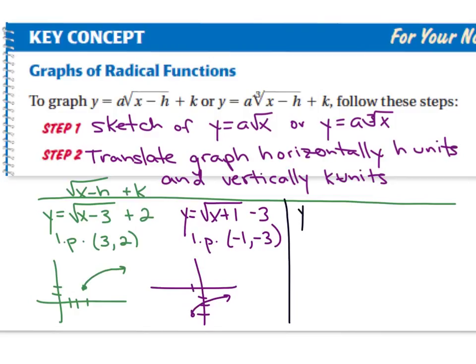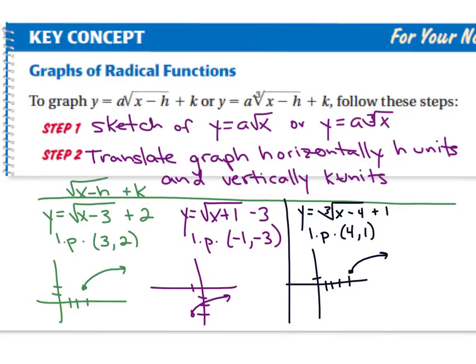So if you had y equals the cube root of x minus 4 plus 1, the locator point would be your h and your k again, which would be 4, 1. So we would go to 4, 1. And that is the point that was shifted from 0, 0. And the cube root looks like this.